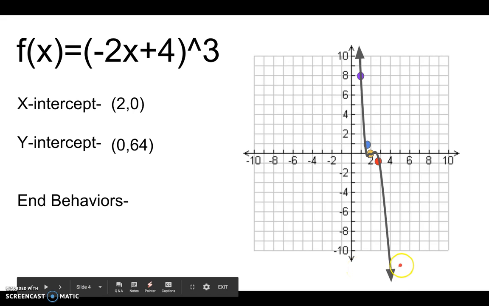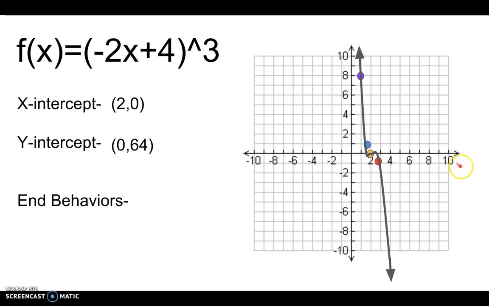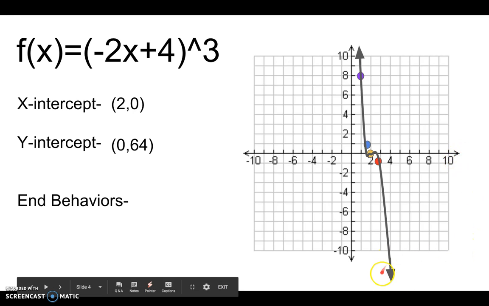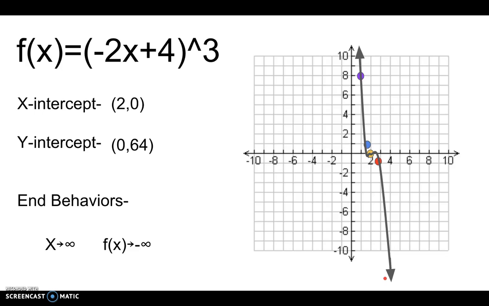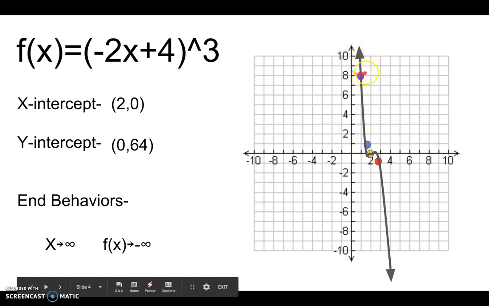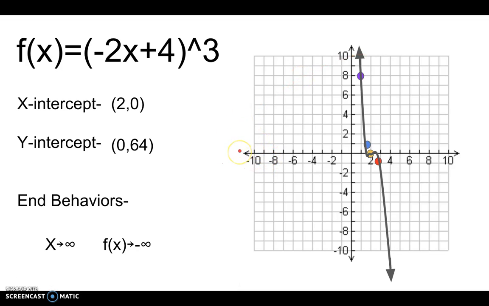So let's look at the arrow that is going to positive infinity. So x is approaching positive infinity, while y is approaching negative infinity, because as you can see here, it's going down and to the right. And so that's how we memorize it. So then if we look at our next arrow, it's going up to the left. So as x approaches negative infinity, y approaches positive infinity. So we get x approaches negative infinity, f of x approaches positive infinity. So that's how the end behaviors work.